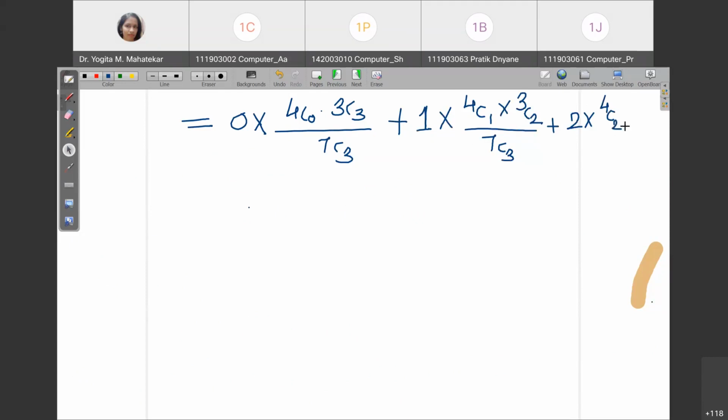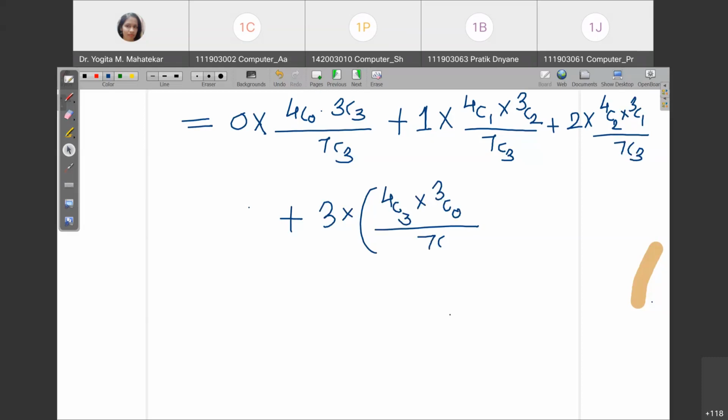From 4 chemists, you will be choosing 2 chemists. But I have to form a committee of 3 people. So the remaining 1 person, I'll be choosing from 3 biologists. So 3C1 divided by 7C3, plus 3 into 4C... Now you have to choose all chemists, no? And then 0 biologists. 3C0 divided by 7C3.